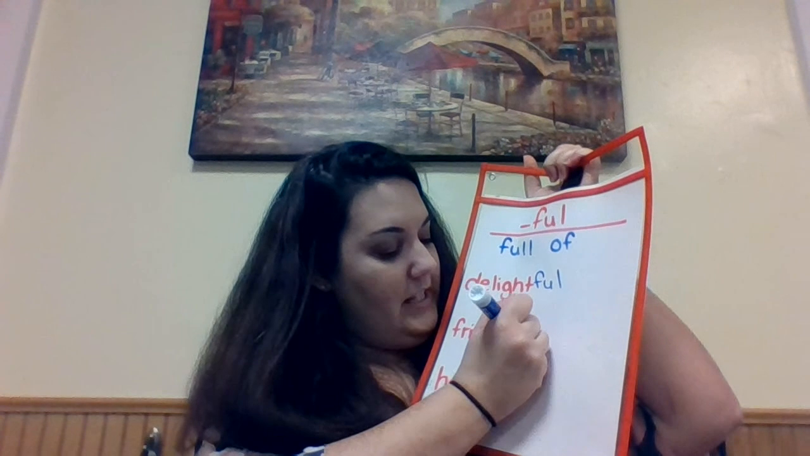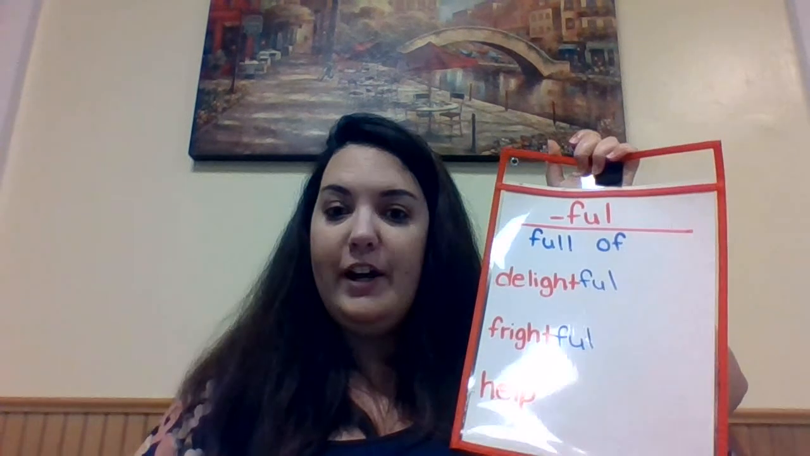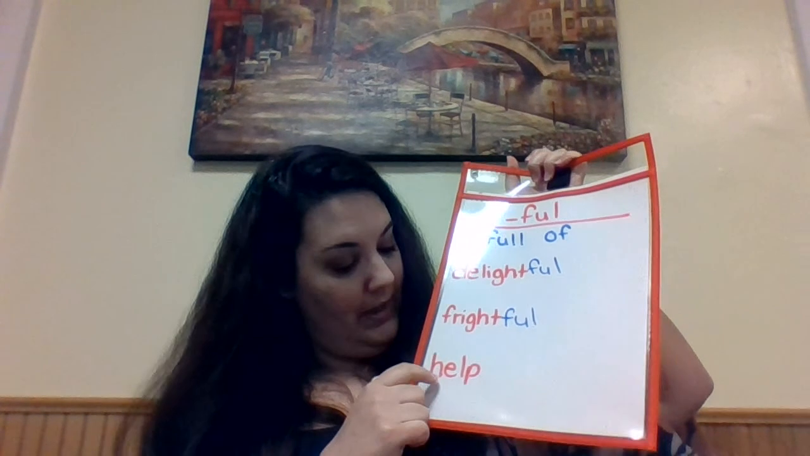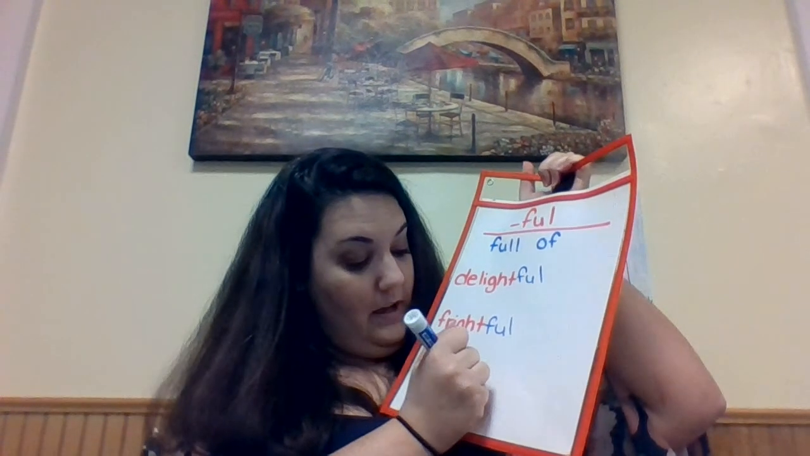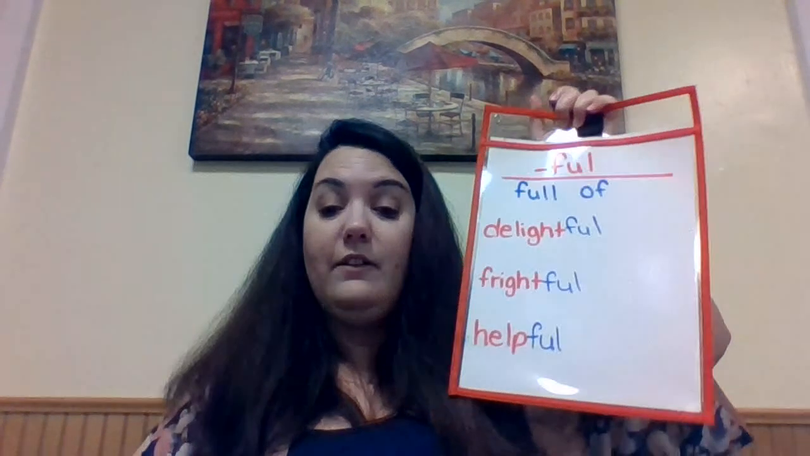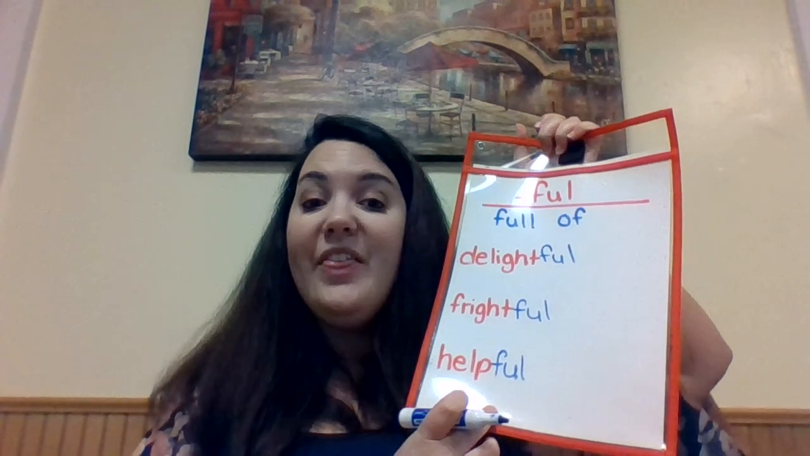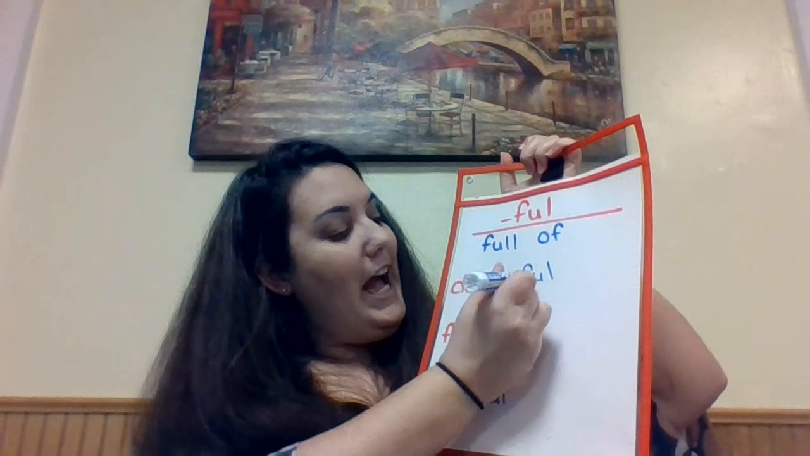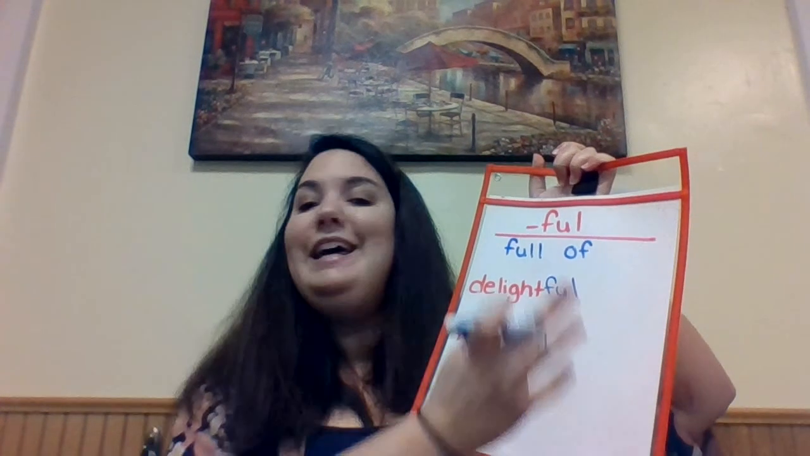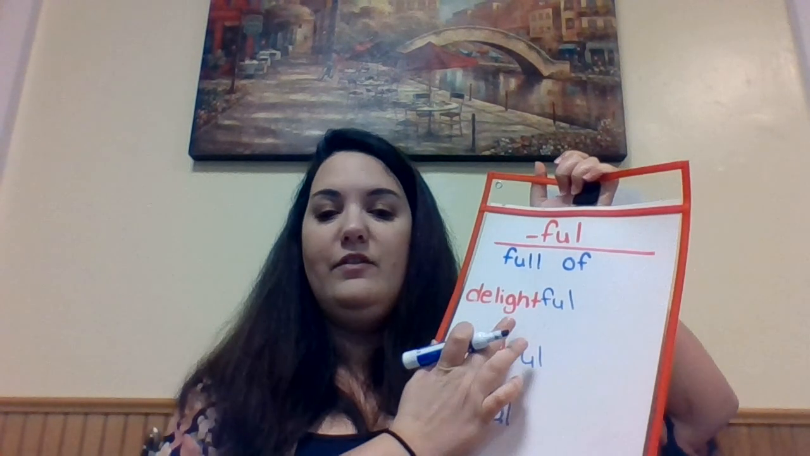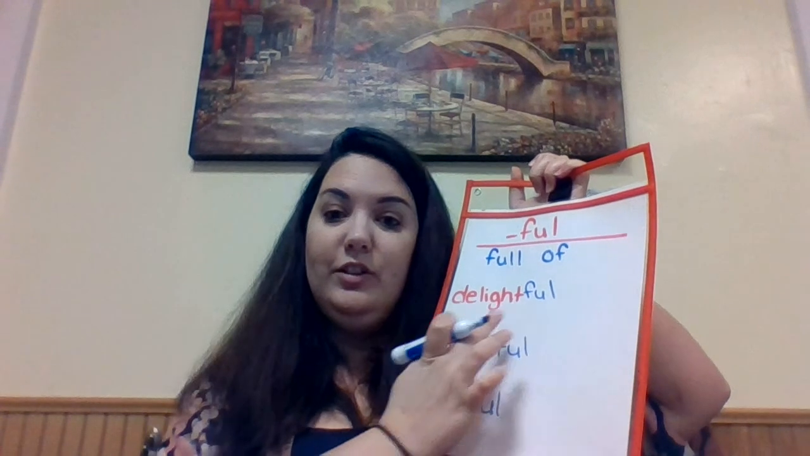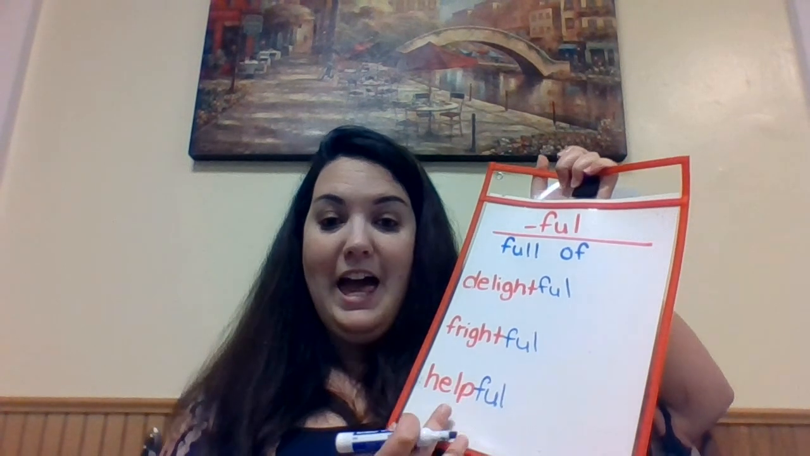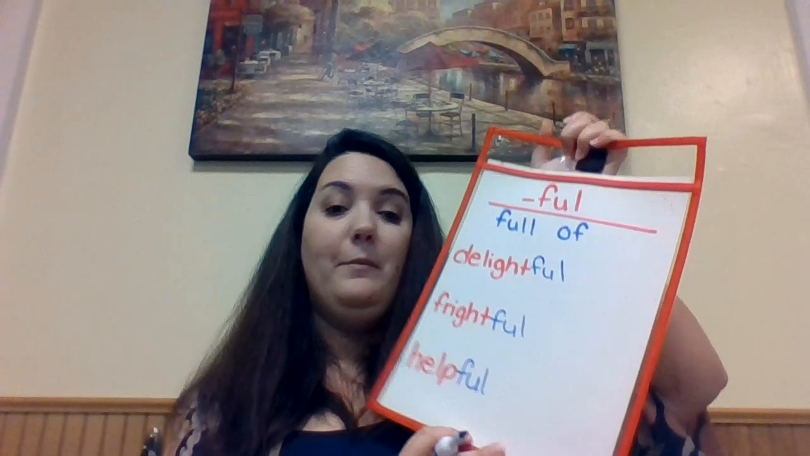Fright. If I'm fright, that means scared, right? So if I add full to the end of fright, it becomes frightful. That means I'm full of fright. I'm very scared. Help. If I add full to the end of help, it becomes helpful. That means I'm full of help. I like to help people. So when we add full to the end of a word, it means that something is full of that word. So delightful means full of delight. Frightful means full of fright. And helpful means full of help.